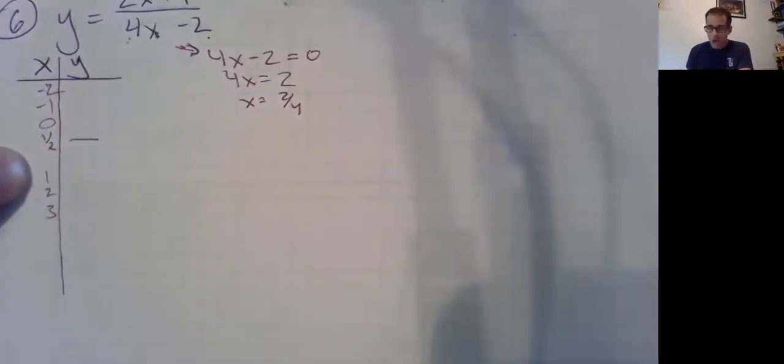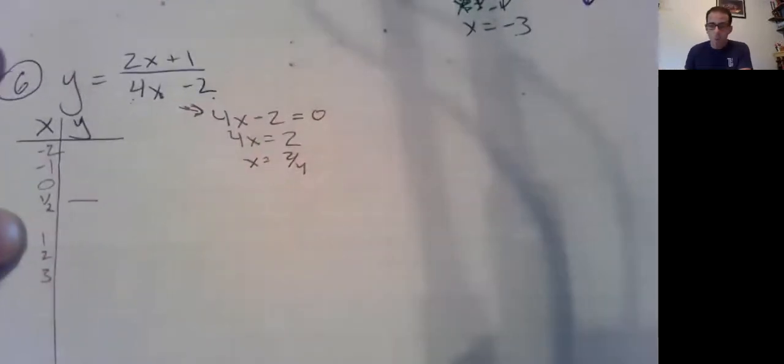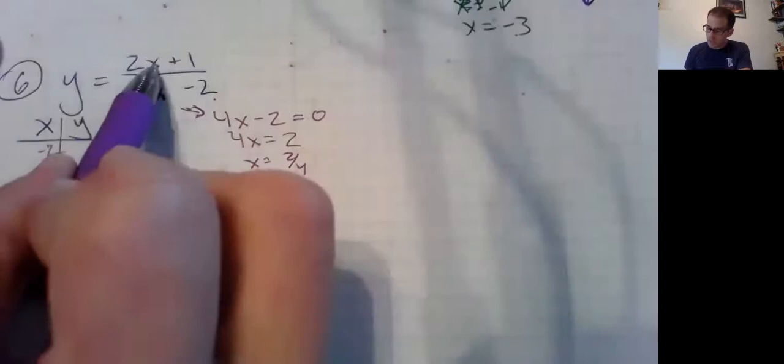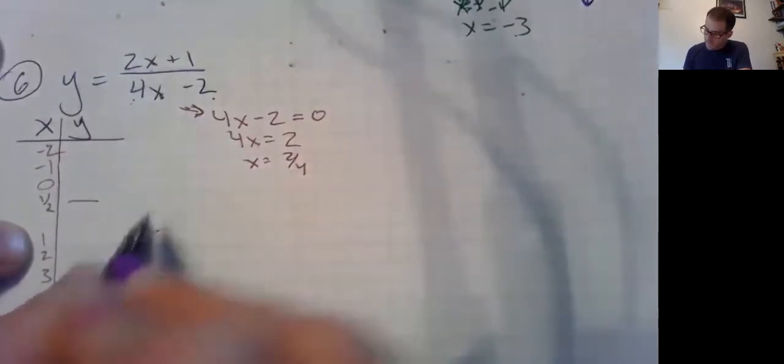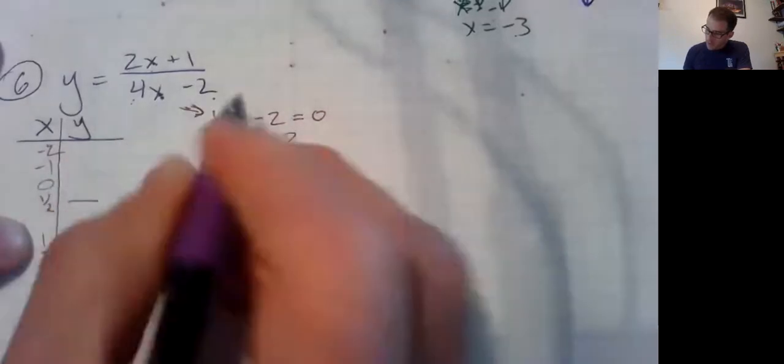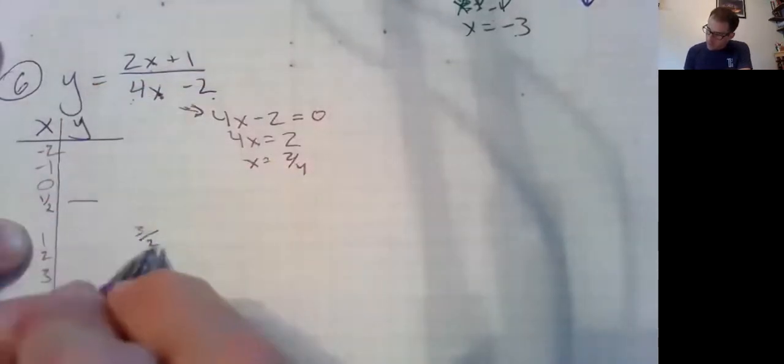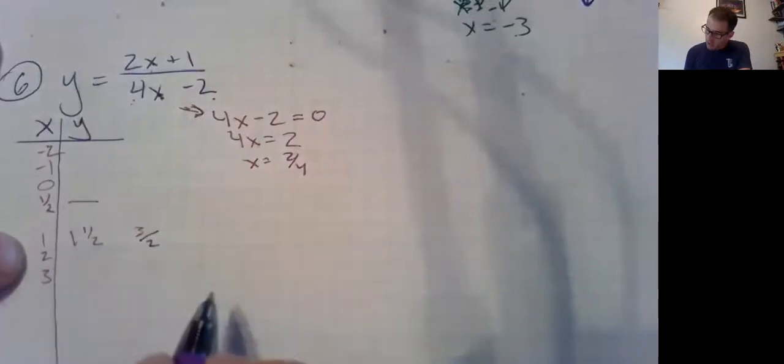Okay, but let's be careful. We are going to plug in 1. 2 times 1 is 2. 2 plus 1 is 3. 4 times 1 is 4. 4 minus 2 is 2. So 3 over 2 is 1.5.